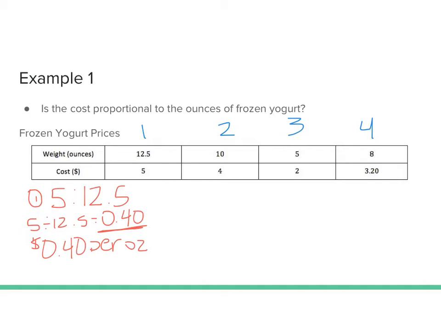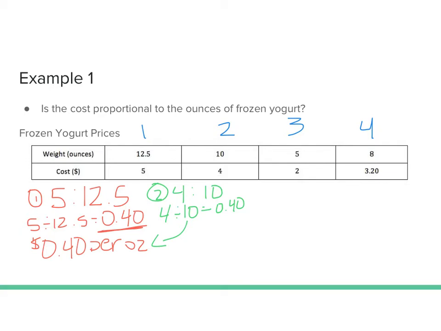So let's look at person 2. Remember, they're at the same frozen yogurt store, they're all together. Person number 2 paid $4 for 10 ounces of frozen yogurt. So we want to figure out that rate. We do 4 divided by 10, and what does that equal? This one also equals 0.40. So it's the same thing. It's going to be 40 cents per ounce.